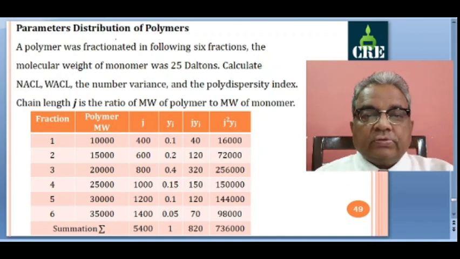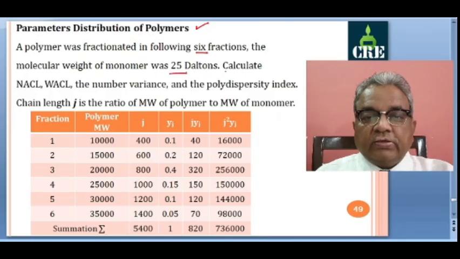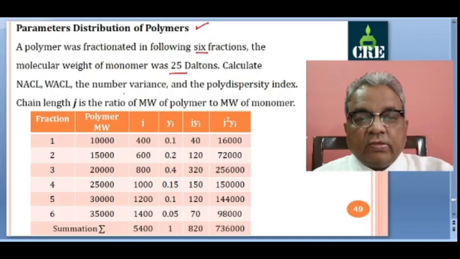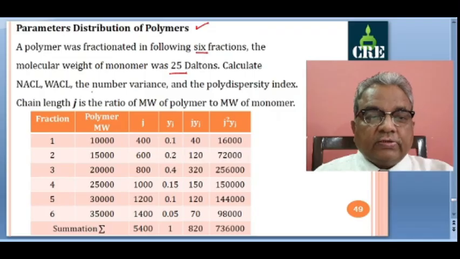The problem is based on this distribution, with the various parameters which we have seen in order to define the distribution of polymers. A polymer was fractionated into the following 6 fractions. The molecular weight of the monomer is 25 Daltons. Calculate the number average chain length, weight average chain length, the number variance and the polydispersity index.